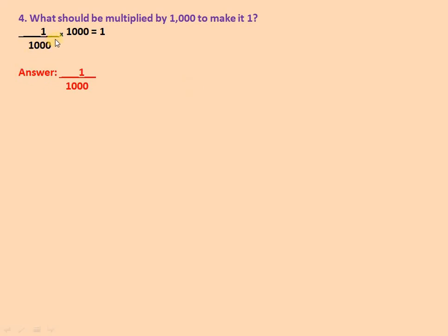Okay, question number 4. What should be multiplied by 1000 to make it 1? So 1 upon 1000. Multiplied by 1000, both the numbers are totally divisible by each other, so it will leave 1. So the answer is 1 upon 1000.